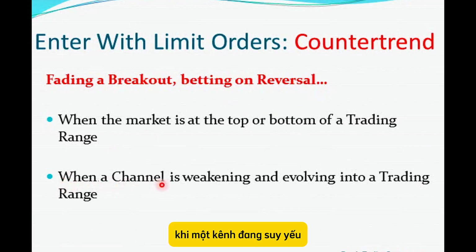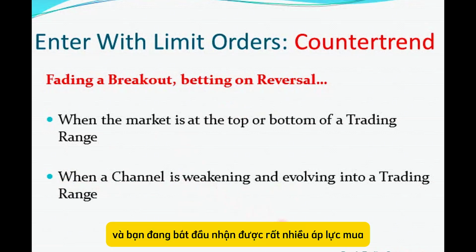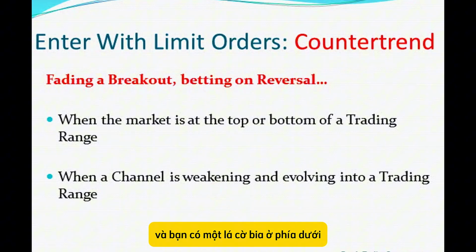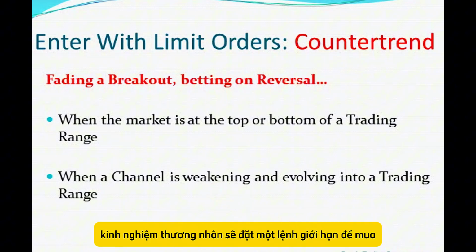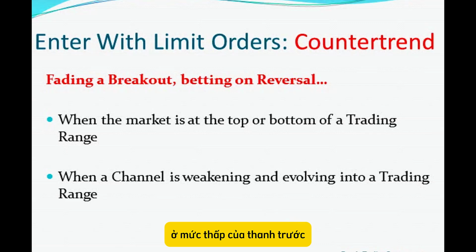When a channel is weakening and evolving into a trading range, let's say you have a bear channel and you're starting to get a lot of buying pressure and you have a bear flag right at the bottom, experienced traders will place a limit order to buy at the low of the prior bar, betting that the next breakout will fail.